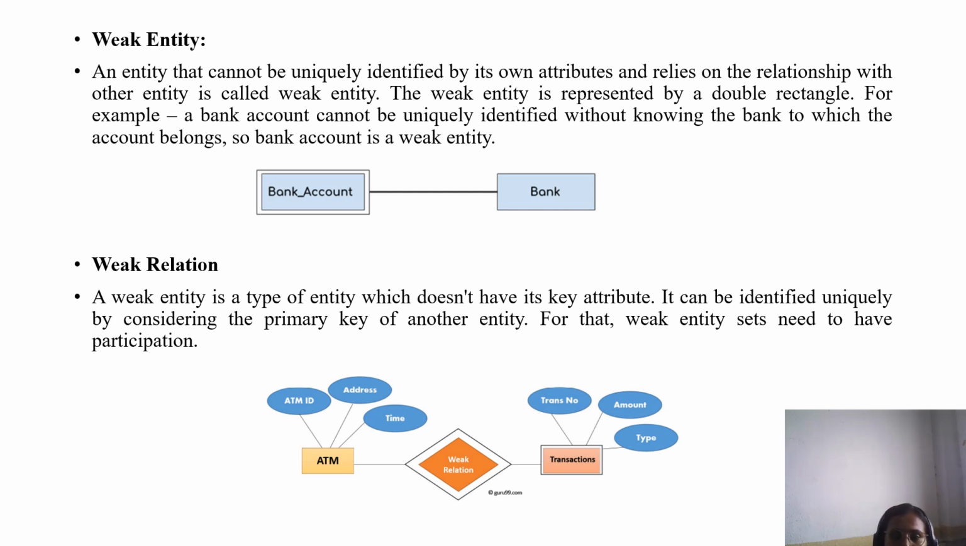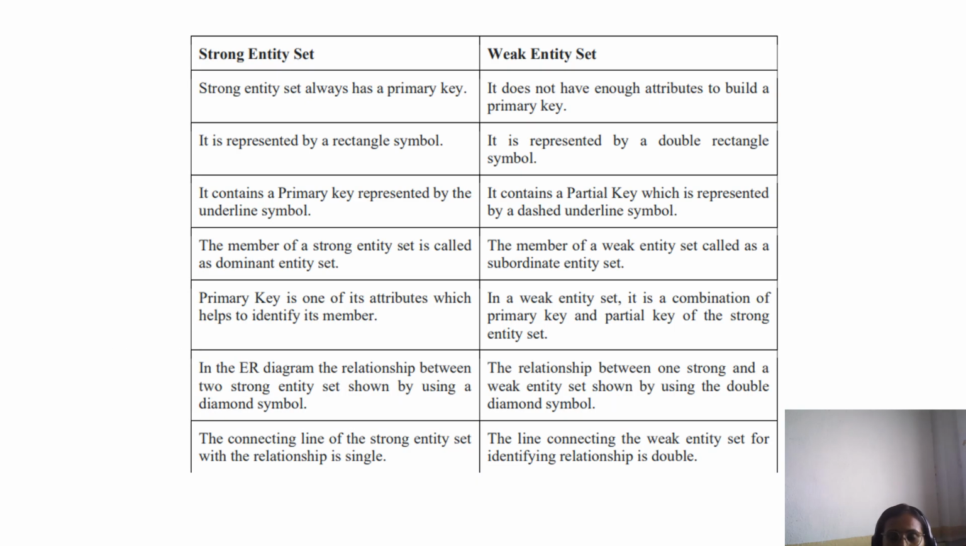And we are also having weak relation. In a weak relation, the weak entity is a type of entity which doesn't have its key attributes. It can be identified uniquely by considering the primary key of the other entity. For that, weak entity set needs to have participation. Consider that we are having an ATM. The ATM is having ATM ID, address, and timing. And also the transactions happening in that particular ATM is also there. So ATM is there and transaction is happening. So this is known as the weak relationship or the weak entity relationship.